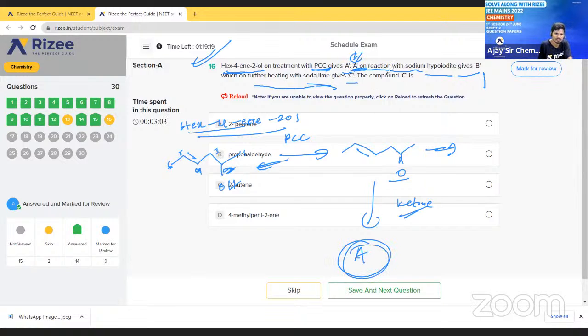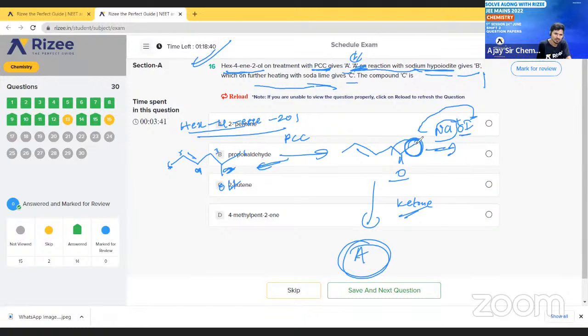When we react compound A with sodium hypoiodide, sodium hypoiodide means Na plus and OI minus. This is sodium hypoiodide. So this is very simple. A haloform reaction will happen here. See here, this CH3 group is there. So it will go with this OH minus, OI minus, and this Na plus will go with this acid group.